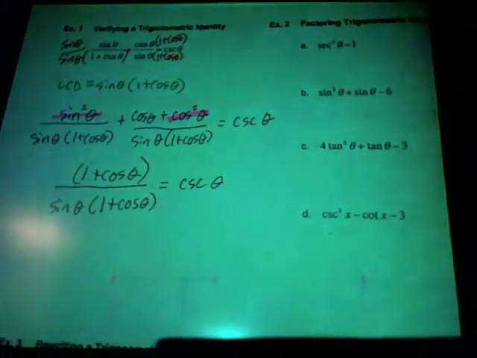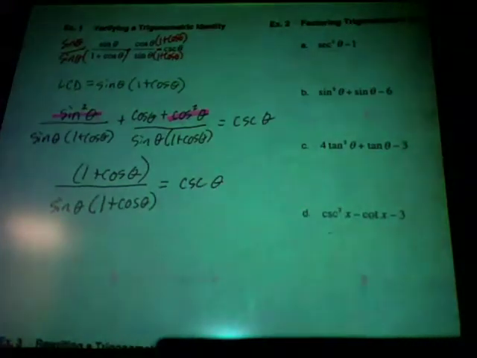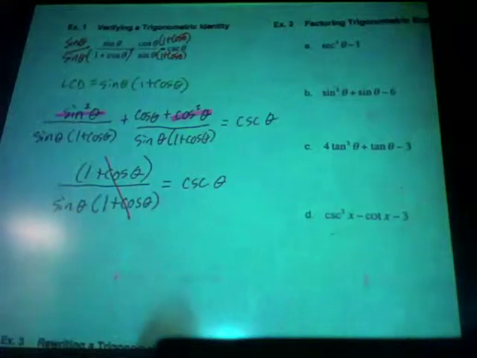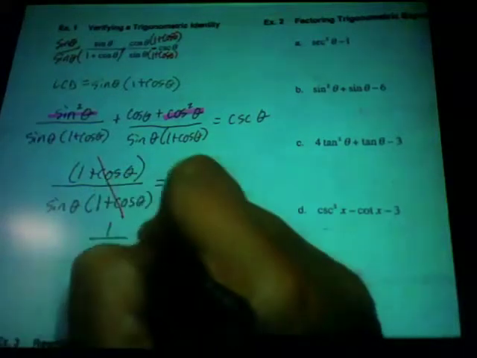I'm going to put the numerator in parentheses. Why? These cancel out because they're factors of each other, right? The whole thing is one factor of the numerator, this is a factor of the denominator, so they can cancel out. That leaves me with 1 over the sine of theta is equal to cosecant of theta.